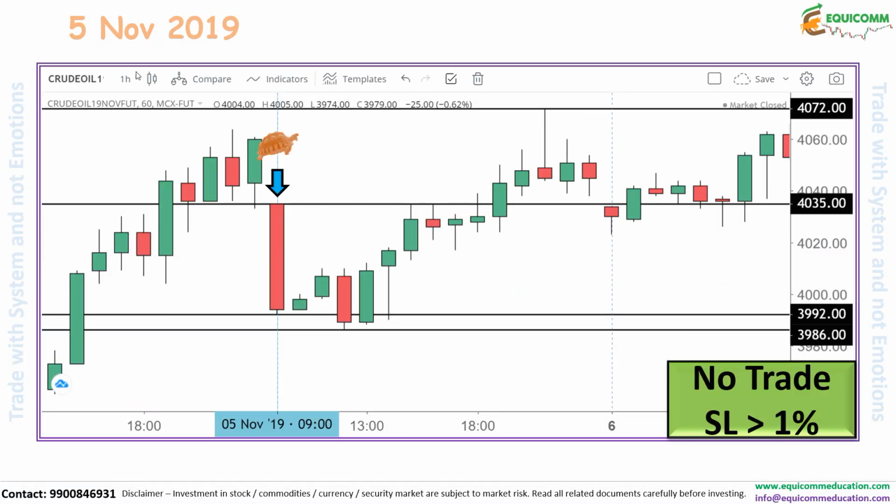Next, 5th November. See it over here. But now the stop loss was greater than 1%. This is very important, friends, very important. The first candle itself is greater than 40 rupees, right? We will not take a trade. Please don't take a trade.